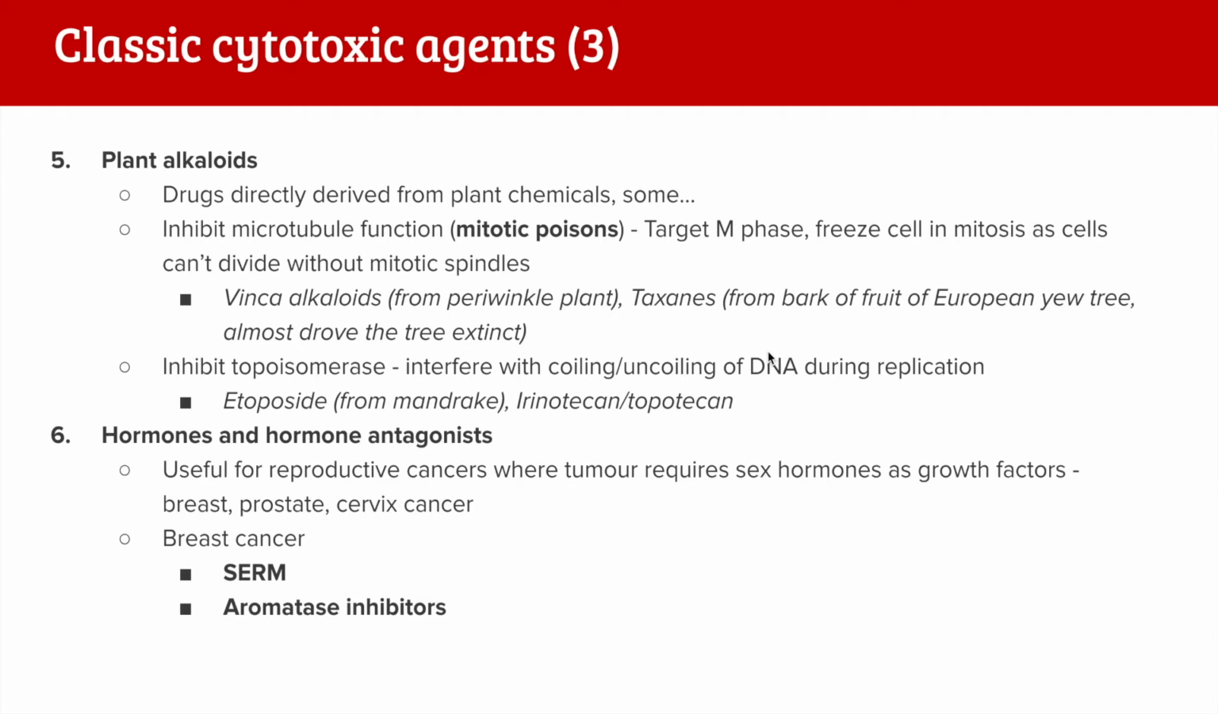And then lastly, there are hormones and hormone antagonists. These are especially useful for reproductive cancers because these tumors require sex hormones as growth factors. Some examples are breast, prostate, and cervix cancer. In breast cancer, there are SERMs and aromatase inhibitors. These two are on the core drug list, so I'm going to explain them at the end when I go over the core drug list.